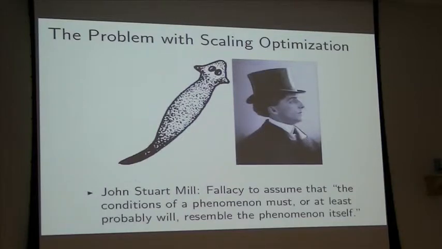In general, it's a fallacy to assume that the conditions of a phenomenon will resemble the phenomenon itself. Now, this idea holds if your starting point and your goal point are close enough together. But when you try to do things where you want to reach something like human-level intelligence from random origins, this idea breaks down.